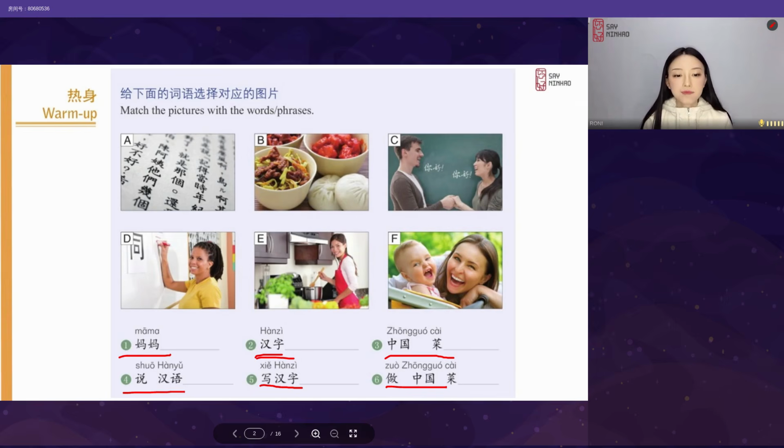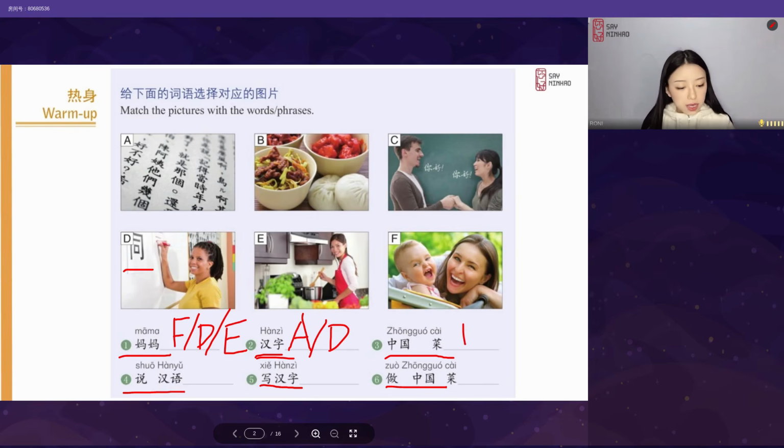First one, mama. Which one can be mama? I think the most obvious one is F, right? And I think D and E can be mama too. Maybe, right? And let's see, 汉字. Which one is 汉字? A, obviously. And which one? D. She is writing.